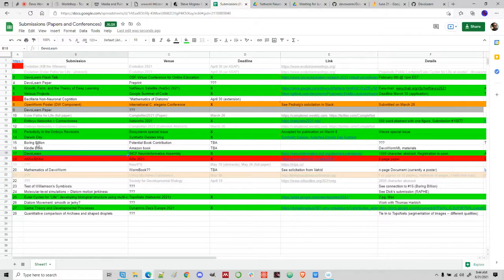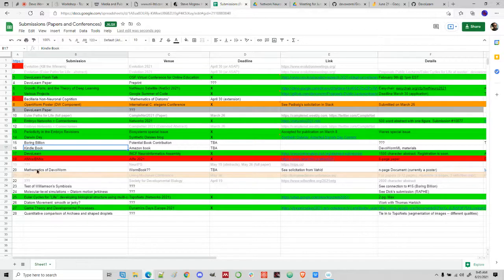Then we have the Boring Billion and the Kindle book. So the Boring Billion is this stuff about embryogenesis from way back, early days of embryogenesis, and even before that. The Kindle book was, I think, an idea that Krishna had about getting all the DevoWorm ML materials together. So that's also outstanding. I'll update the materials before we can talk seriously about a book.